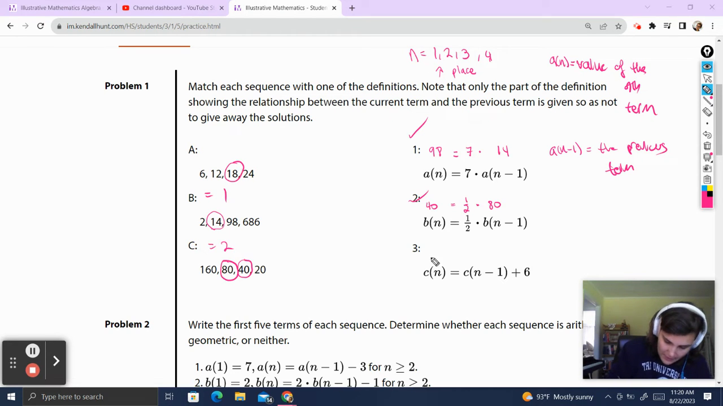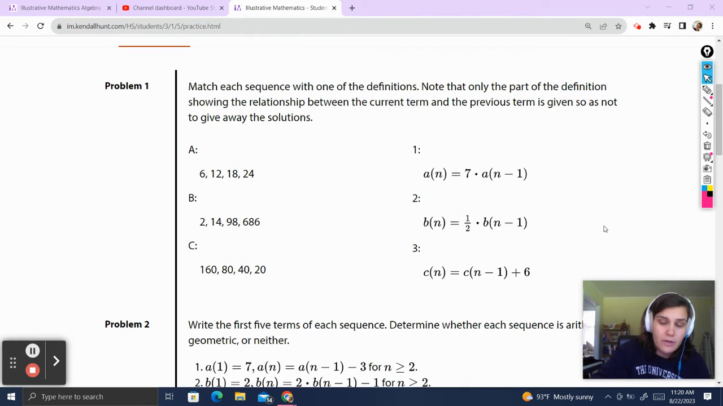We have 18, or even let's do 24. We can do any of our terms. 24 needs to equal the previous term, which is 18, plus 6. That's true. This one is equal to 3. And we're done. So the most difficult part of this is decoding the notation. But once you've decoded the notation, these questions should be pretty straightforward.